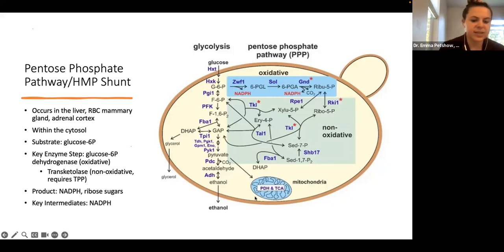NADPH and ribose are your big products. That's really all I would want you to care about for the pentose phosphate pathway. Know where it's at, cytosol, substrate, product, and key enzymatic step.